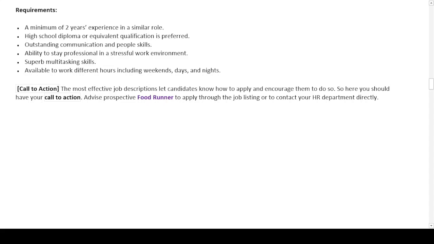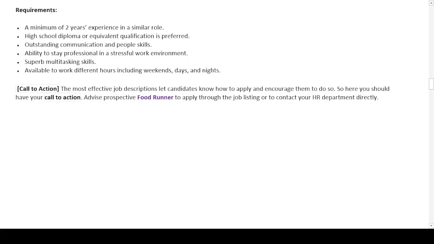As a food runner, you must have a minimum of 2 years experience in a similar role. You must also have a high school diploma or equivalent qualification that is preferred for this particular job. You must also have outstanding communication and people skills, the ability to stay professional in a stressful work environment, and superb multitasking skills. You must also be available to work different hours, including weekends, days, and nights. So all these are the requirements for a job of a food runner.